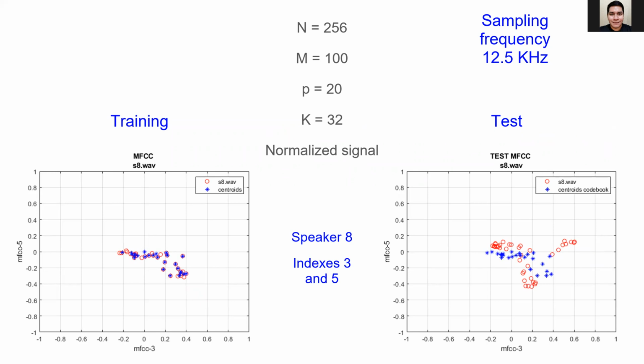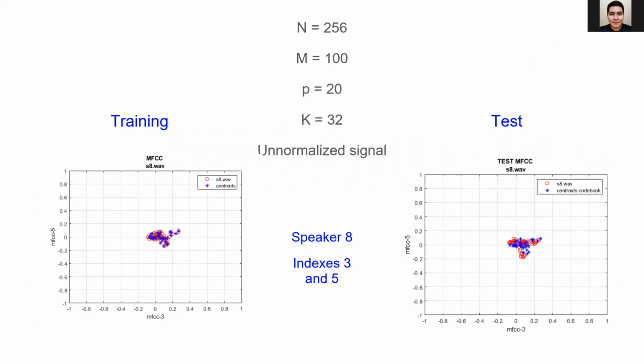First, we employed the normalized signal. To the left, we see the results of the training, the centroids and the features in dimensions 3 and 5 for speaker 8. And to the right, we see how the centroids fit the features of the test dataset for speaker number 8. The sampling frequency for all the speakers was 12.5 kilohertz.